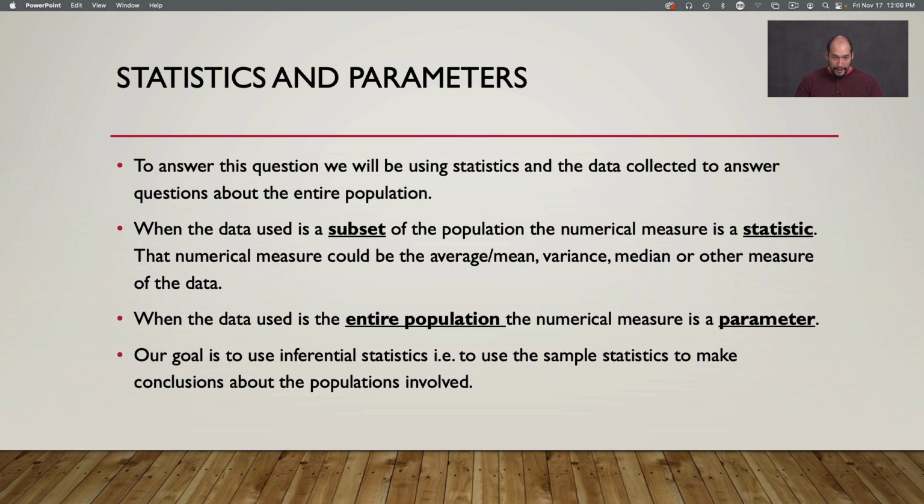Here, when we have a subset of the data or the population, we have a statistic. That could be your sample average. It could be other things like your standard deviation or your maximum value. Those are all based on your data and hence a statistic. When we have the entire population, all the data, that's called our population parameter. The goal of inferential statistics is to use a sample to make conclusions about the entire population.